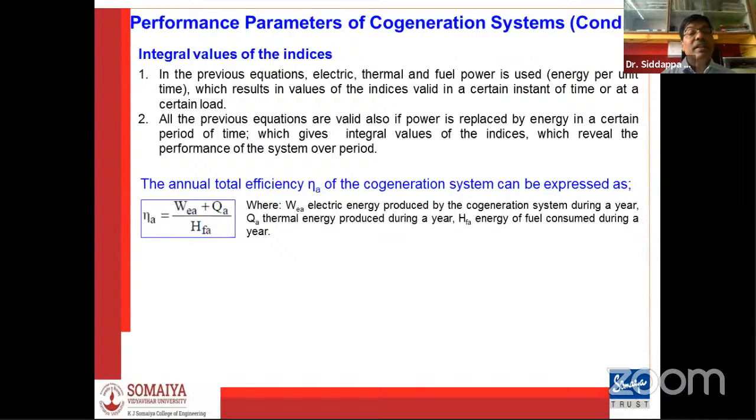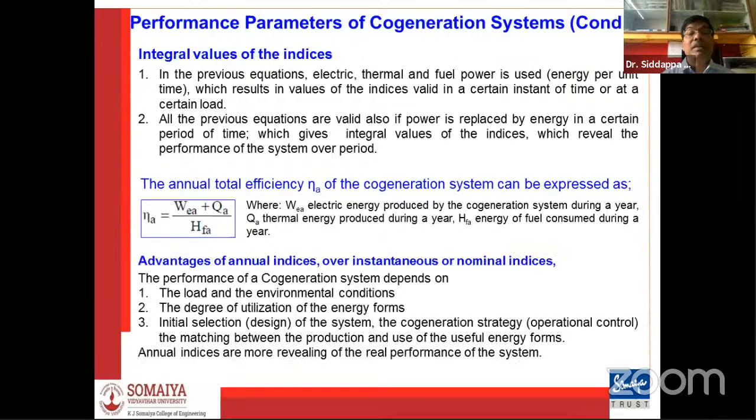Then that is called the period integrals. The advantage of these annual indices over instantaneous or normal values is that the annual values will give us how the system is performing, and this system performance depends upon load and environmental conditions.